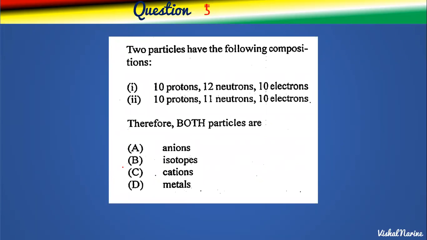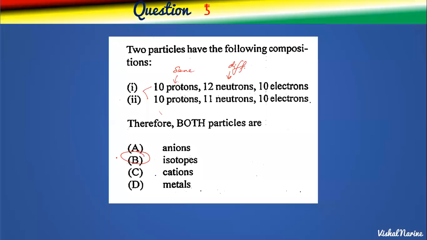Question 5. So we have two particles, 1 and 2, and these are the number of the subatomic particles. For particle 1, it has 10 protons, 12 neutrons, and 10 electrons. And particle 2, 10 protons, 11 neutrons, and 10 electrons. So what term can we use to describe these two particles? You can see that they have the same number of protons, and we see that the number of neutrons is different. So whenever they have the same number of protons, different number of neutrons, we call that, yes, correct, isotopes.